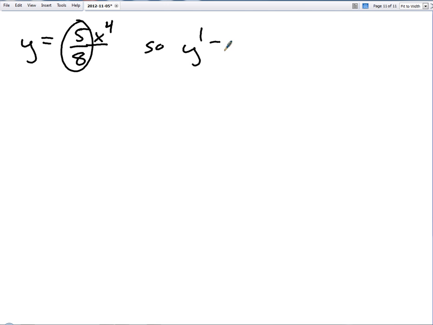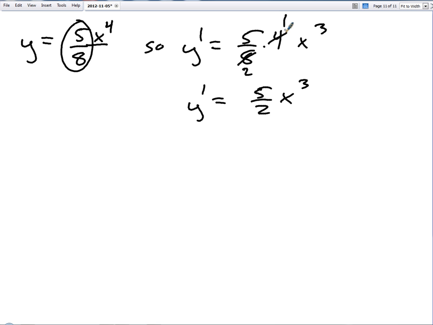Yeah. So y prime would just be 5/8 times 4x to the third, which is what? 10/4, so 5 halves, is that right? Yeah, 5 halves. What's 4 times 8? 32. It's 4 times 5, so we can do a little cancellation here. We could do that, right? Does that make sense?